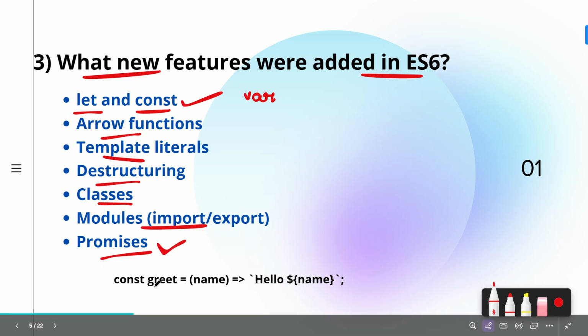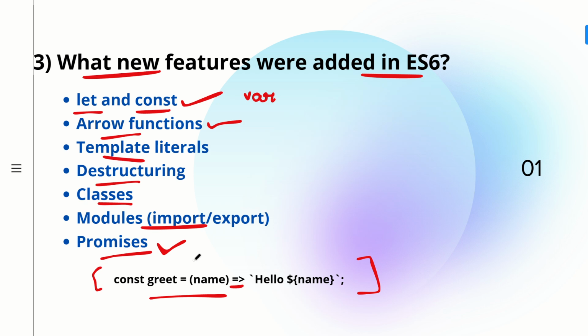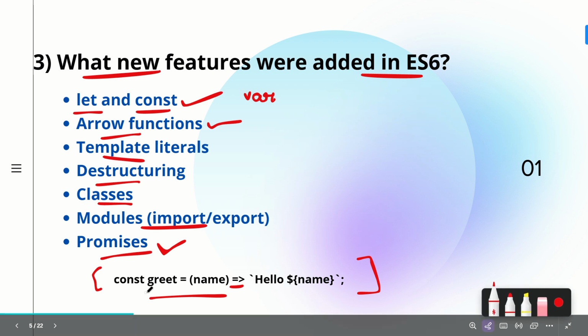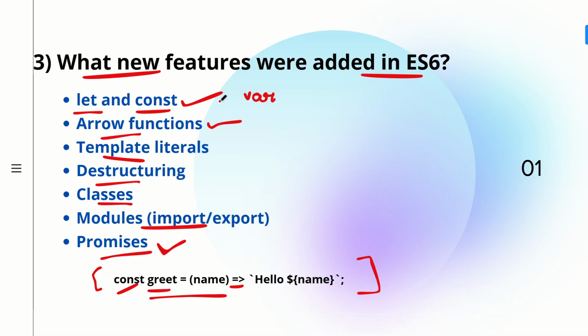Let us see an example. This one line has examples of two or three features that were introduced in ES6. The first thing you can see is an arrow function, a fat arrow function. This is how you declare an arrow function, called a fat arrow. Then you see that whatever value we are getting is stored in a variable called greet, declared using const, which means that once it is assigned a value, it cannot be changed. So we have seen let and const. Let is similar, but with let you can change the value, with const you cannot change the value.